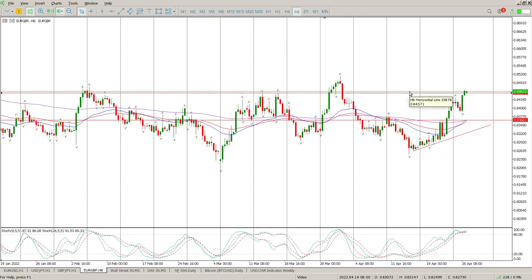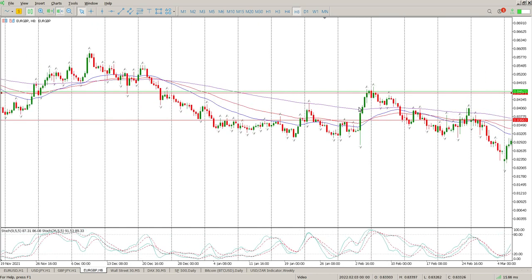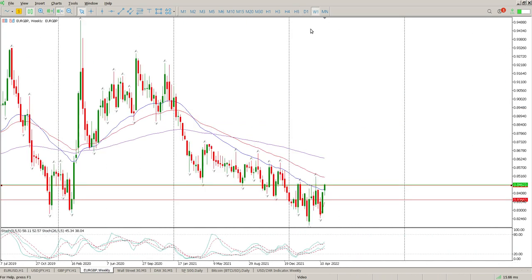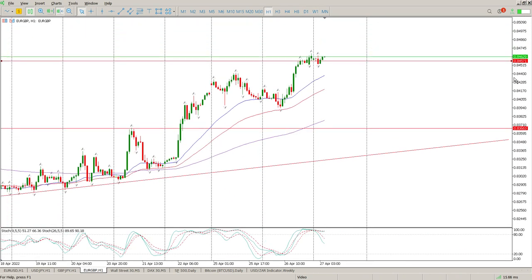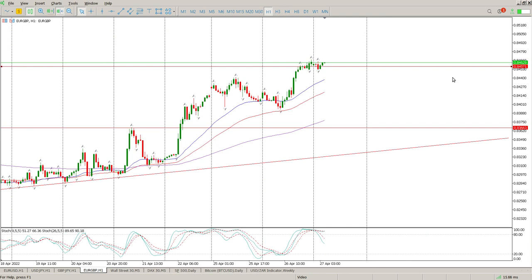That's 0.84571, and that would break a downtrend if you just go to the weekly, which basically was the whole of last year was a downtrend. And yeah, so I think that's something well worth paying attention to. I've been waiting for this to break all year, to be honest, all of last year. But at the moment, trend is up. We've got 3 days of upward trend.